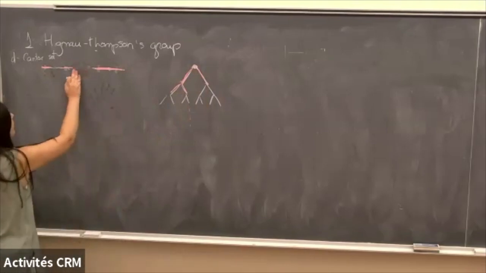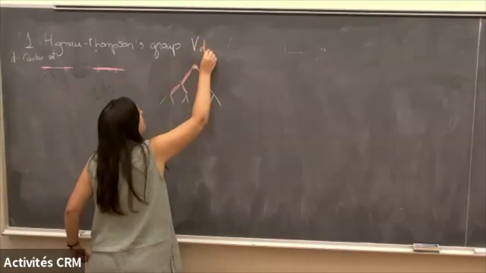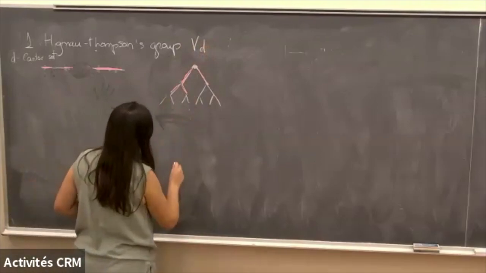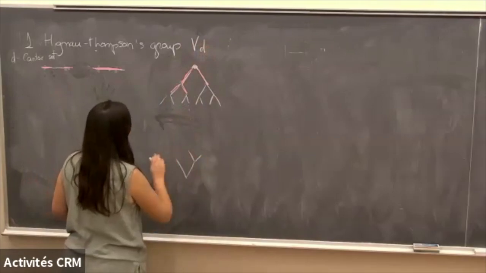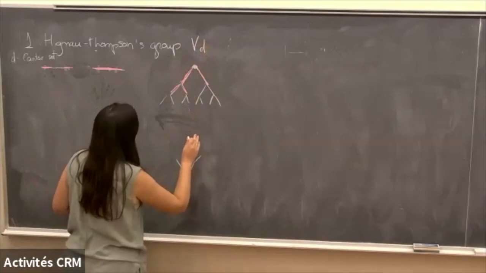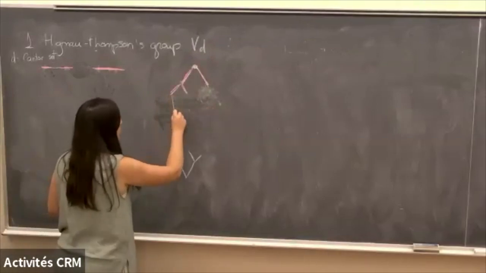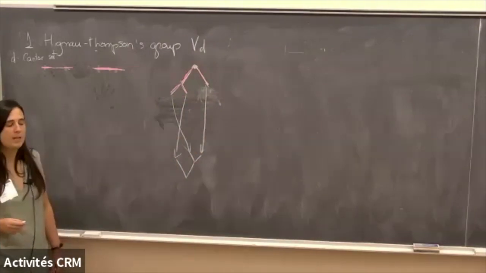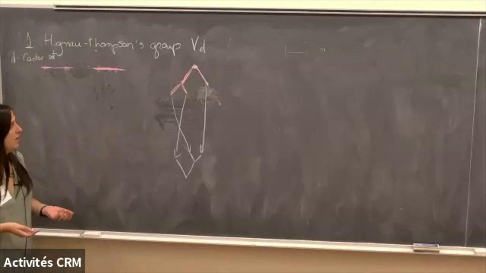When I talk about the Higman Thompson group, I'm talking about bijections between the leaves of trees of the same number of leaves. For example, this will be an element of our group, right? And we consider the elements of the Higman Thompson groups up to an equivalence relation.